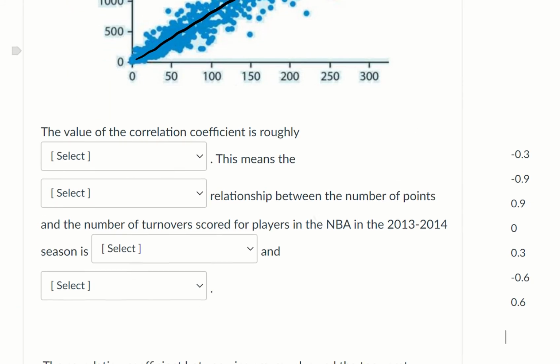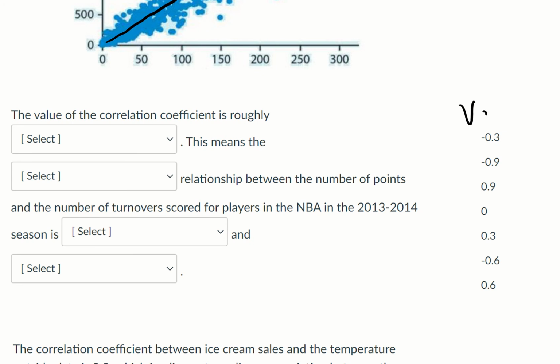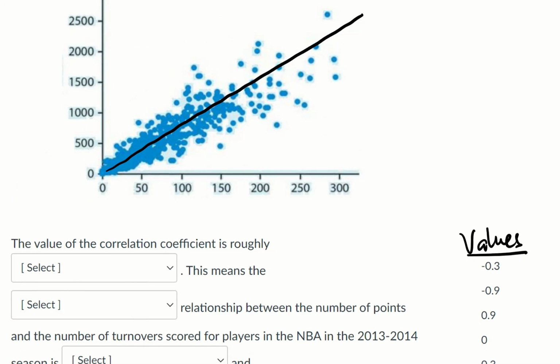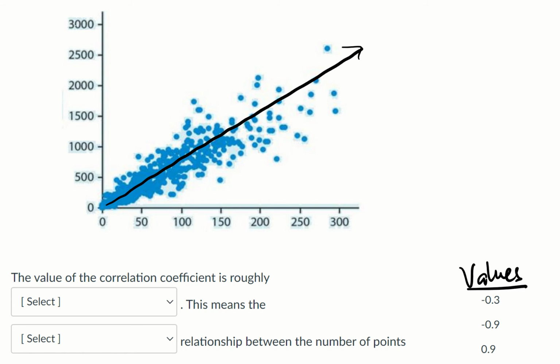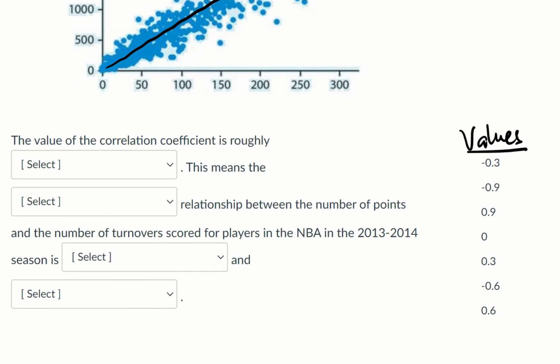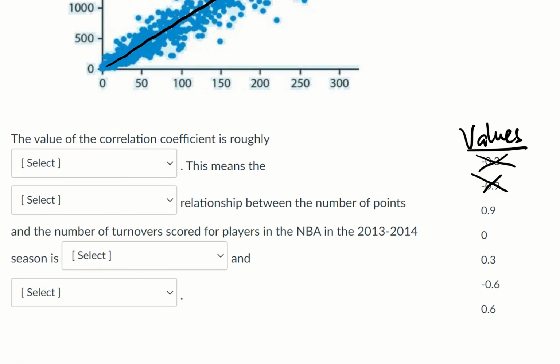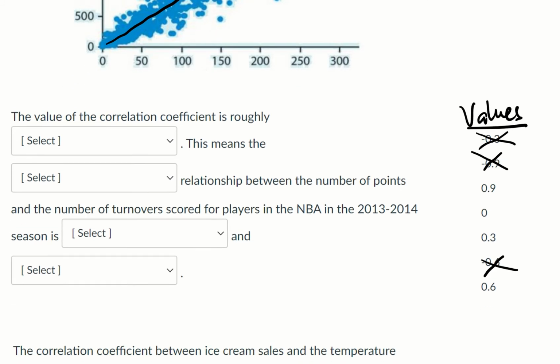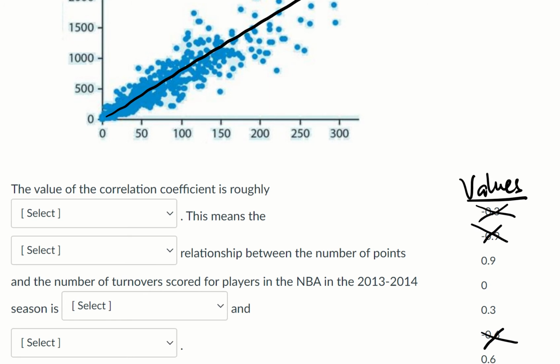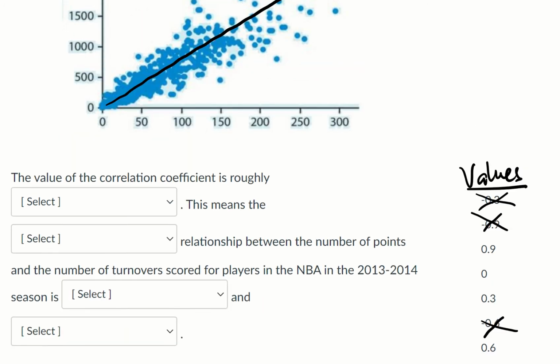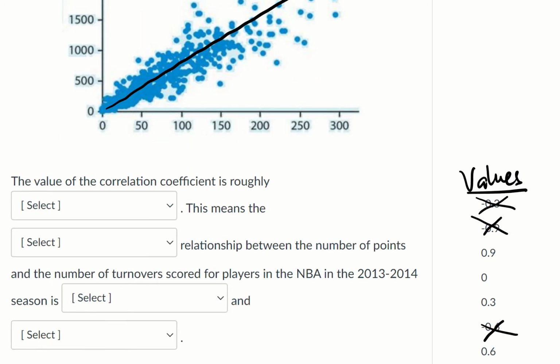Okay, so here I went ahead and provided the values for the correlation coefficient that we're going to match it up to, the values from the drop-down menu on Canvas. So the value of the correlation coefficient is roughly... definitely, since it's going upward like this, it's a positive relationship. So we're definitely not looking at these, so you can eliminate those automatically. And does it look like a strong enough relationship, based off of this pattern?